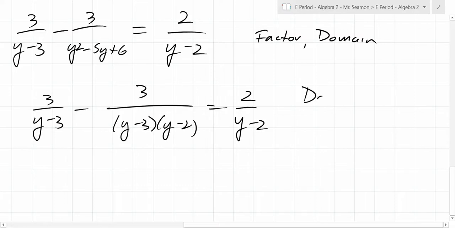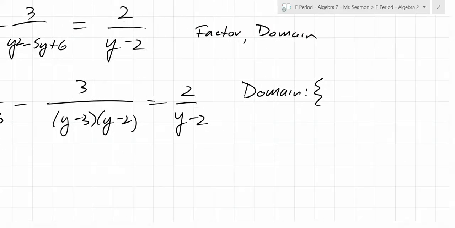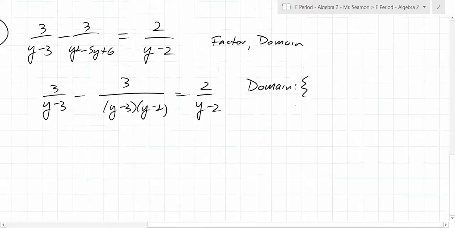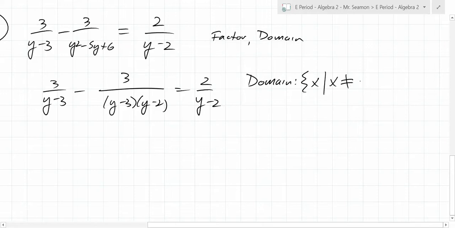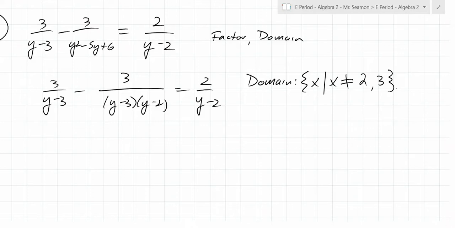So can someone tell me what the domain is? Someone raise their hand and tell me what the domain is. 100% correct. Hannah, what is it? y minus 3 times y minus 2. That is not the domain. Someone tell me what the domain is. Aubrey, what is it? That's what's not in the domain. You're getting closer now. x such that x cannot equal... cannot equal what? 2 or 3. The domain is everything besides 2 and 3. The domain isn't 2 and 3. That's the exact opposite of what the domain is.